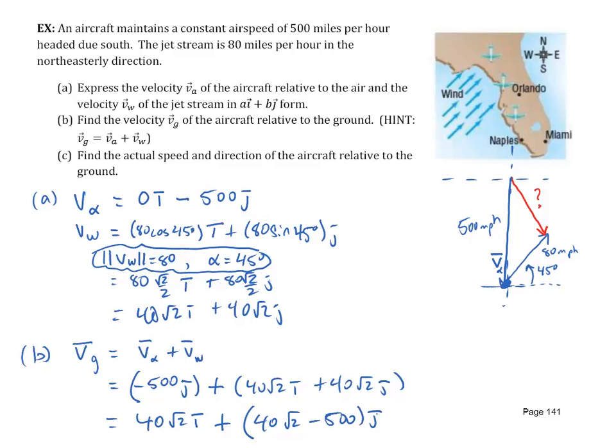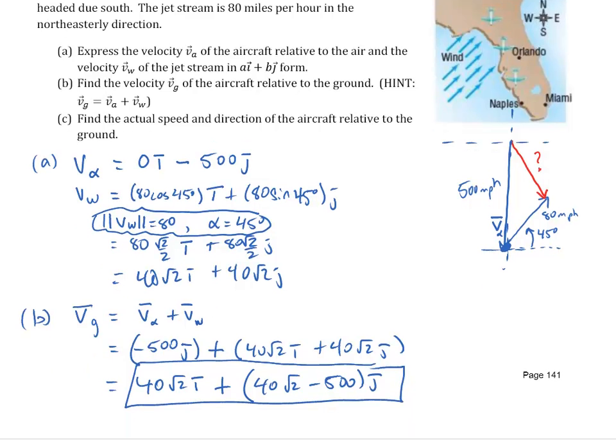Those are the values of the y components for the two vectors. So this represents then the position vector, or the velocity vector relative to the ground.